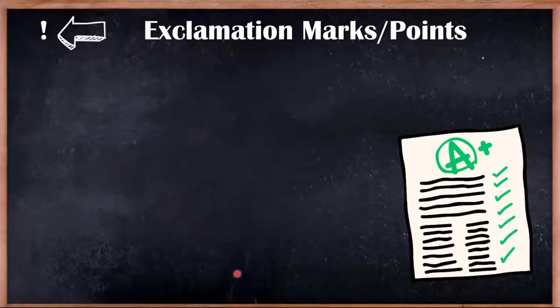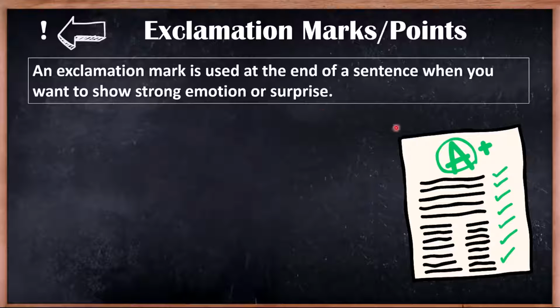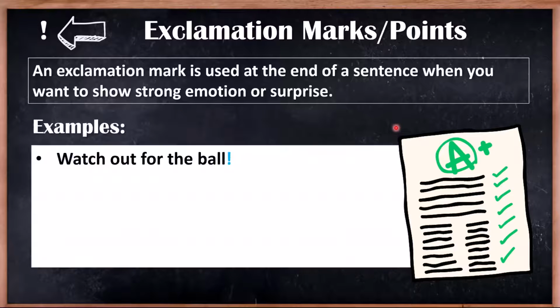Now let's talk about exclamation marks, and they can also be called exclamation points, and that is this symbol here. An exclamation mark is used at the end of a sentence when you want to show strong emotion or surprise. This could be happiness, anger, shock. For example, watch out for the ball! Exclamation mark. Imagine you're throwing a ball and it's going to hit someone in the head. So you say, watch out!